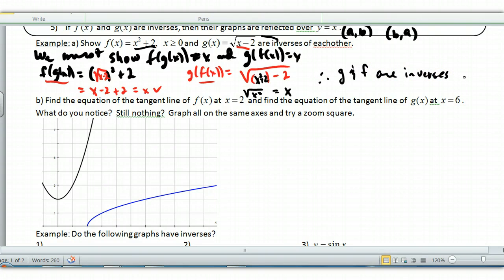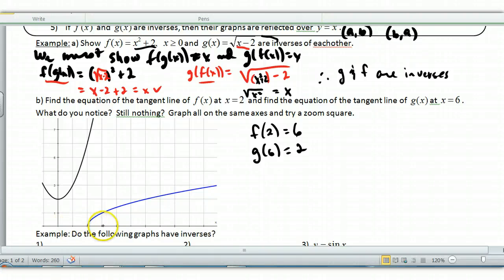I went through that quickly, but that's kind of how you prove that f and g are inverses of each other. And then if we want to find the equation of the tangent line to f and the equation of the tangent line to g at x equals 6 and f of x equals 2, let's look at this and see what happens now. So I have these two functions, and f of 2 is equal to 6. Well, what's g of 6 going to equal then? If I plug it in there, the square root of 4, that would be 2. And so what happens with both of these? Well, let's graph them and see.